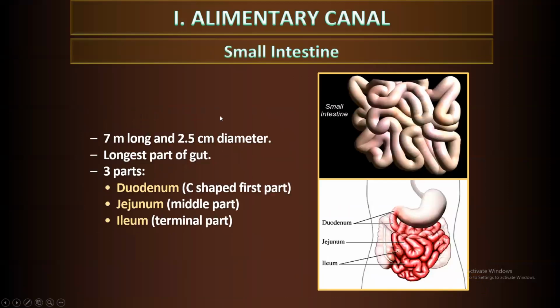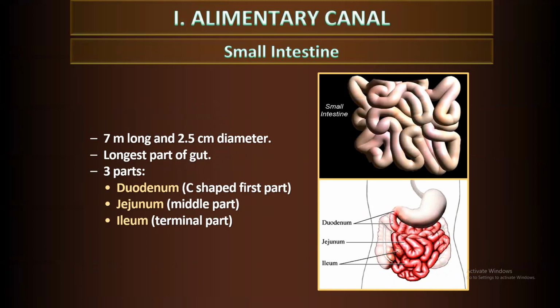What is the length of the small intestine? The length of the small intestine is 7 meters, and 2.5 centimeters in diameter. See the diagrammatic representation. The total length of the alimentary canal is 9 meters. From that, the length of the small intestine is 7 meters. The diameter is 2.5 centimeters. It is the longest part of our alimentary canal. The alimentary canal is also called the gut.